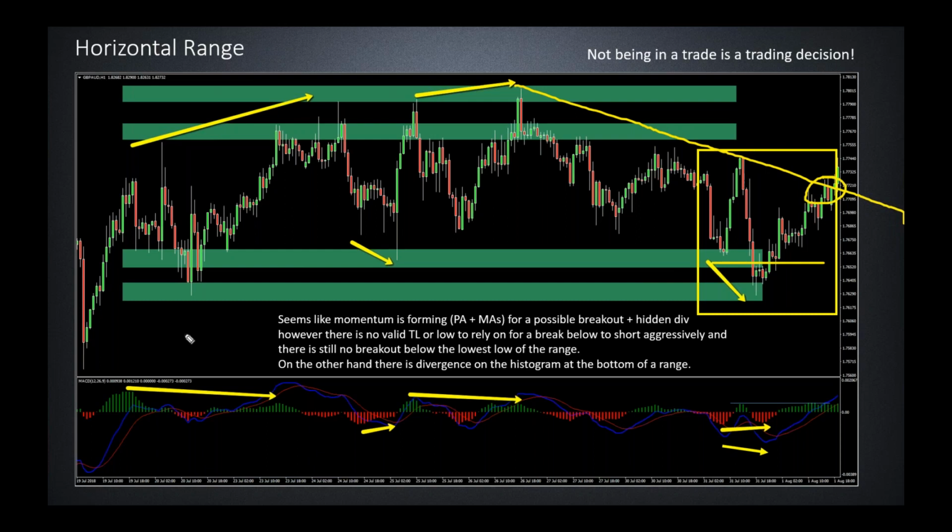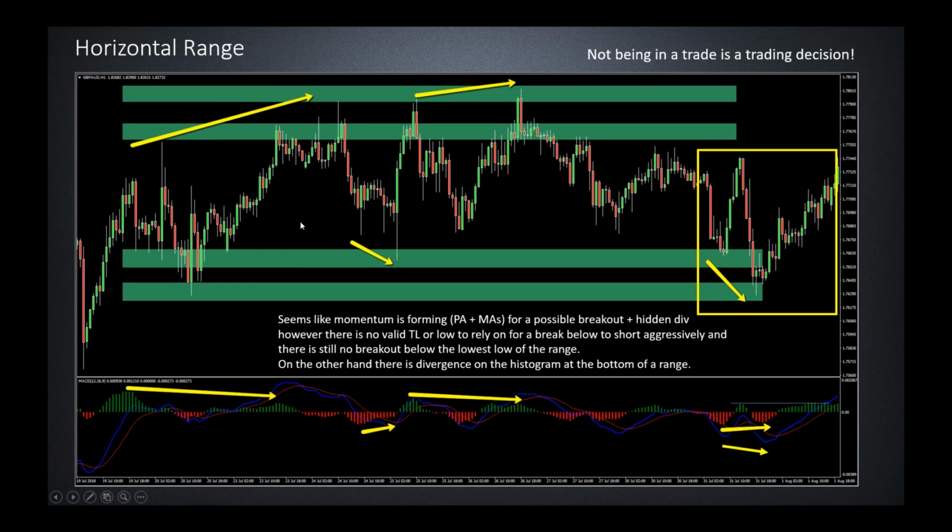Okay? So the idea of this example is to tell you that not being in a trade is also a trading decision. It's simply not there. Whatever you do in this case, it will be forcing. Even if it's slightly forced, it will be forced. And when you do force trades, most of the times you're going to lose. And you're going to accept that drawdown. It is simply not there. That's all.